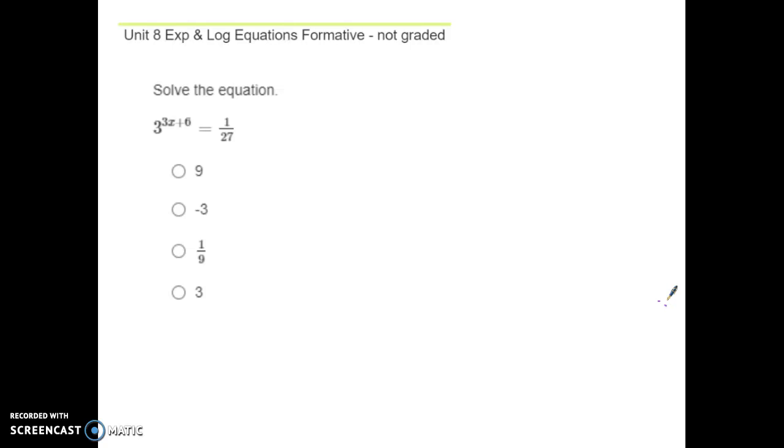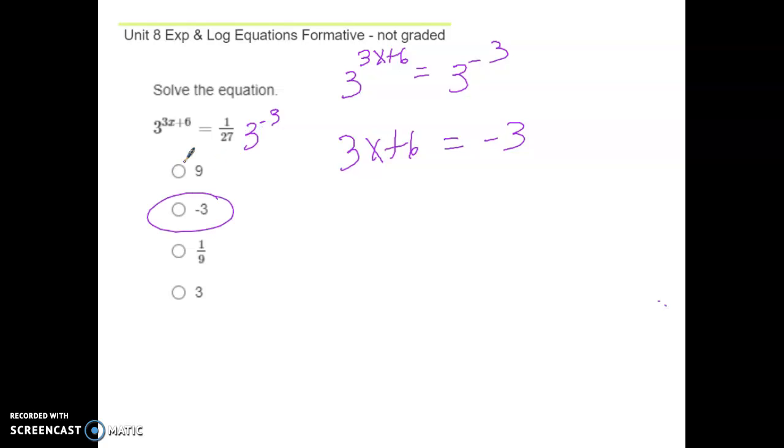All right, so the first thing we notice is 1 over 27 can be rewritten with the base of 3 as 3 to the negative 3. So if I rewrite this equation as 3 to the 3x plus 6 equals 3 to the negative 3, now I can set 3x plus 6 equal to negative 3. And so when I solve, subtract 6 from both sides and divide by 3, I get x equals negative 3.